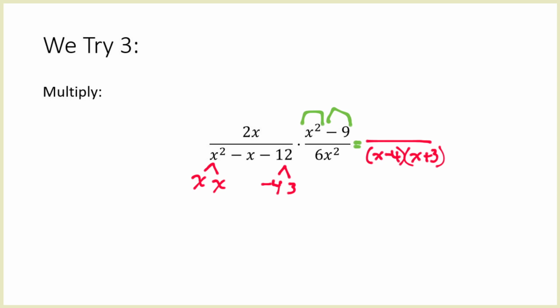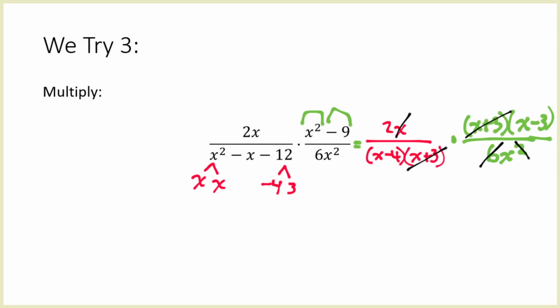the bottom left, 2x on the top. Then I'm going to have x plus 3 times x minus 3 on the top right over 6x squared. Now I can do some cross-canceling. It's my favorite part after all. I can cross-cancel these x plus 3's. I can cancel out the square of the x in the bottom right with the x from the 2x. 2 goes into 6 3 times. 2 goes into 2 1 time.